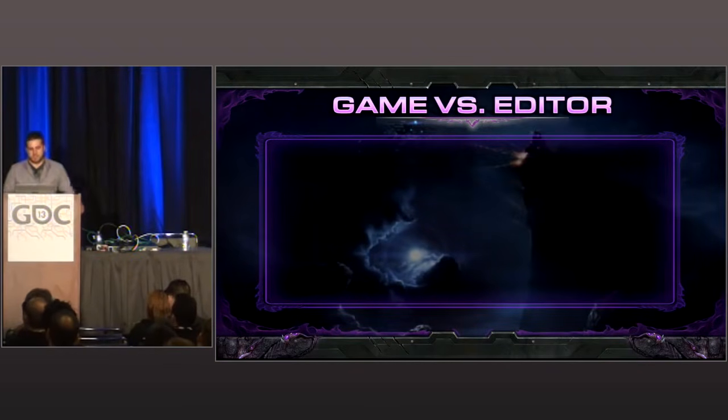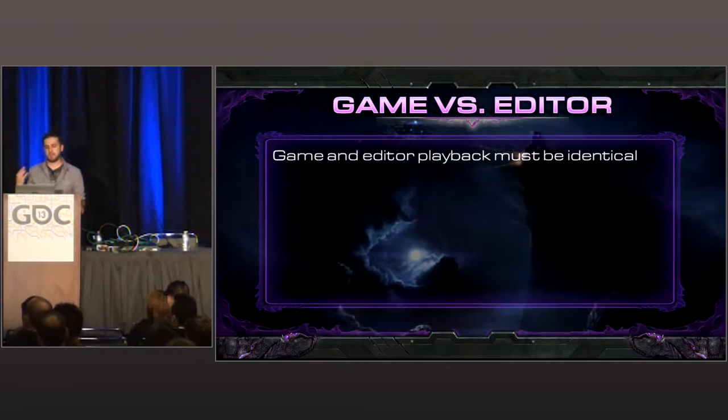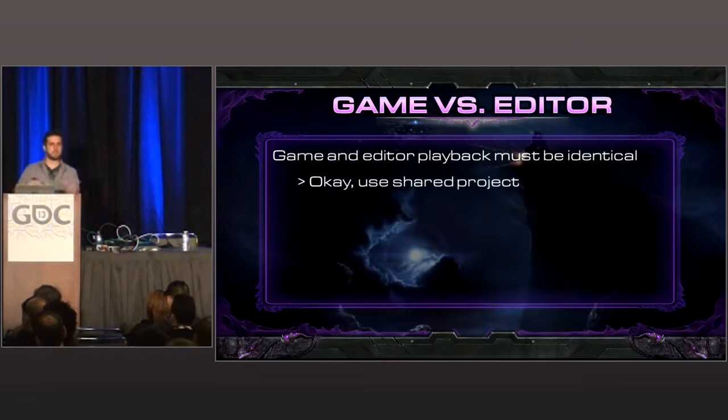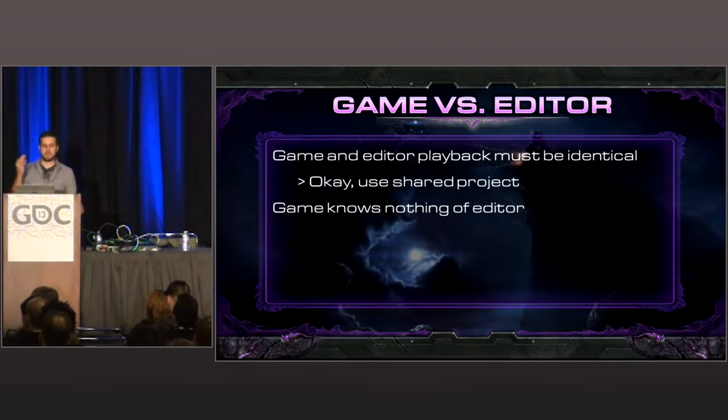OK. So with that foundation in place, we can look at our first requirement and how we solved it. We're going to navigate what we know and what we need here. We know that the game and editor playback must be identical, right? But that's easy. We just put that in a shared project. That's a solved problem we already have, same as graphics or actor or sound or any of those systems that are shared between game and editor. But the game area can't know anything about the editor. There are separate projects there.